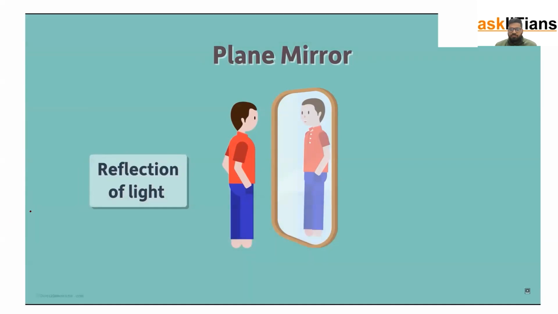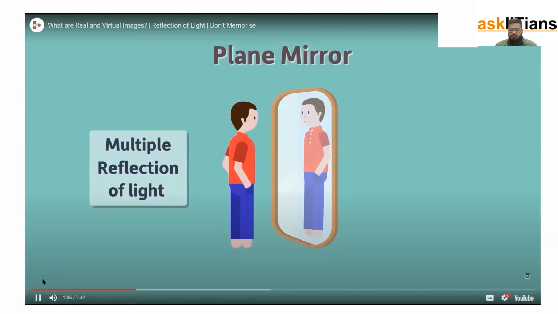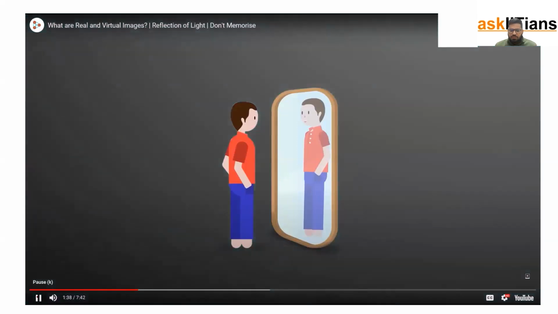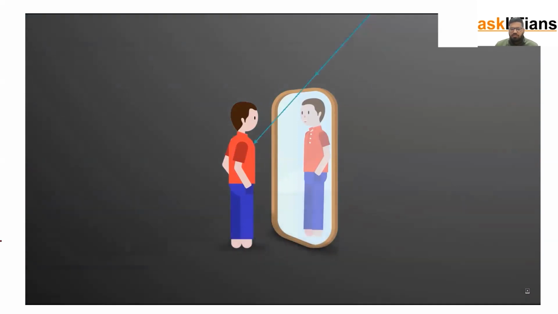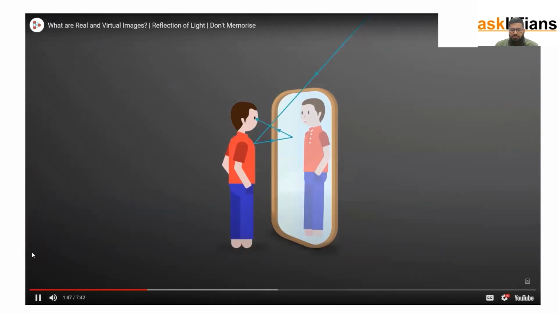But it's due to multiple reflections of light rays. How? Now see how the image is formed in case of a plane mirror by multiple reflections. The light rays are first incident on our body. They bounce off from our body and fall on the surface of the mirror and again get reflected somewhere. This reflected light then reaches our eyes and we see our image.